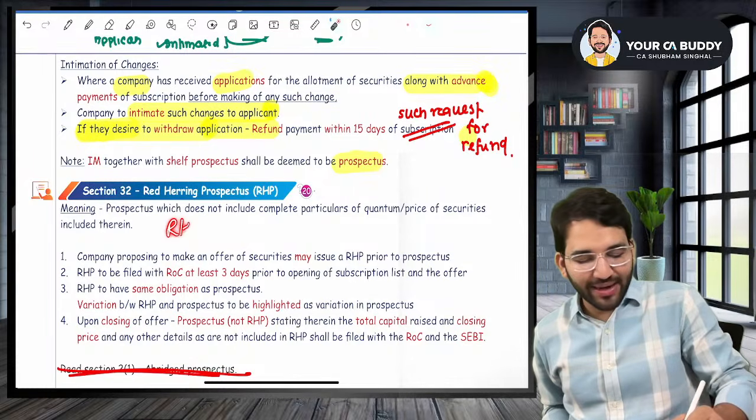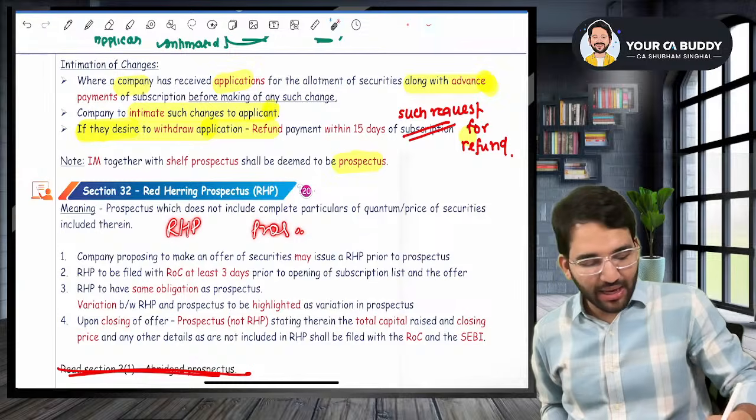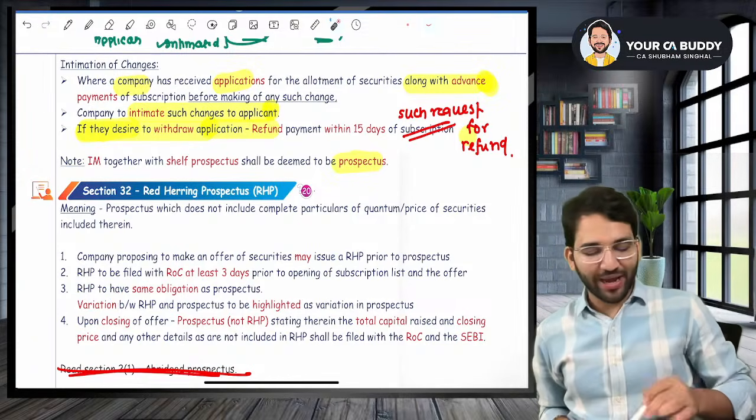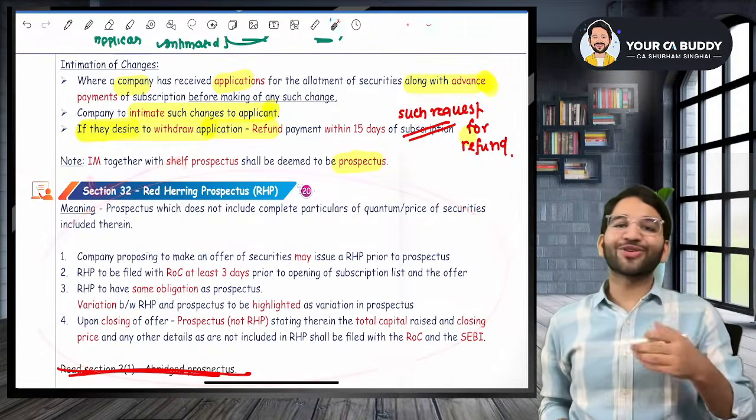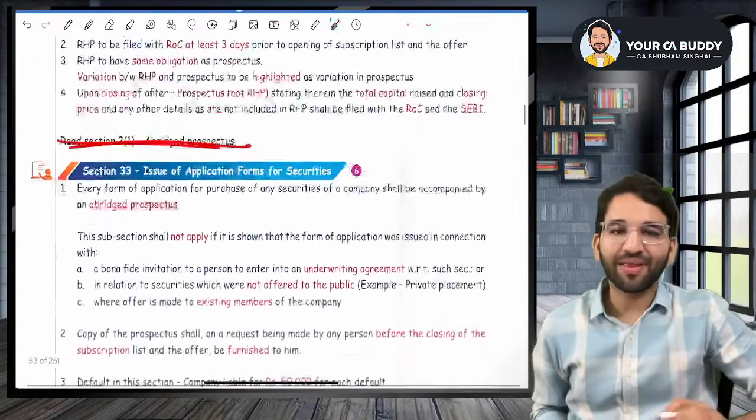Any difference between red herring prospectus and prospectus, the variations between them will have to be highlighted. This is your section number 32, which talks about red herring prospectus. And the last one, sir.